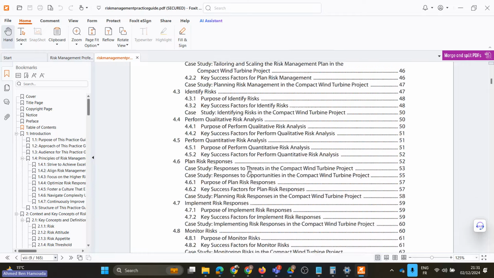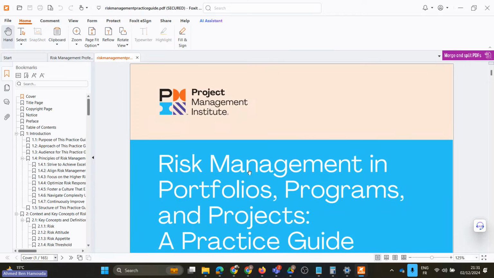All right, I think this is it. This is what I wanted to share with you in this session. I've shared with you an introduction to PMI's RMP certification. We went through the RMP ECO, and we had a quick look at the table of contents of the risk management guide for portfolios, programs, and projects.